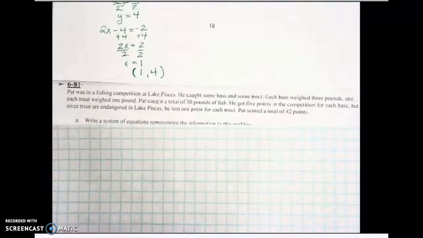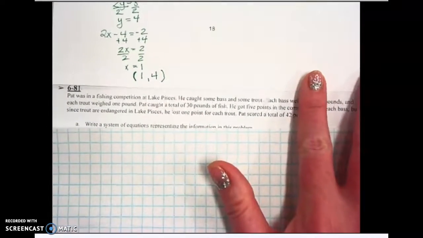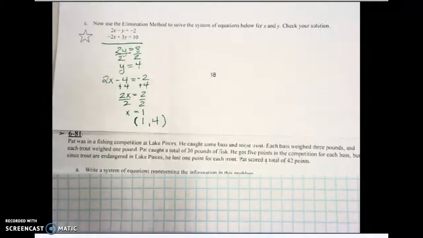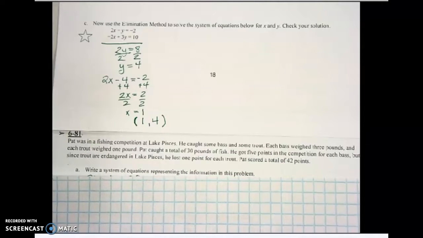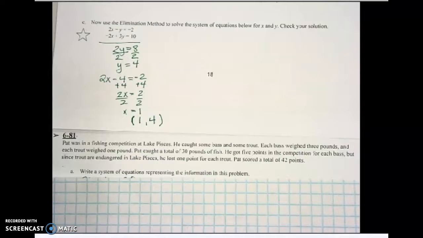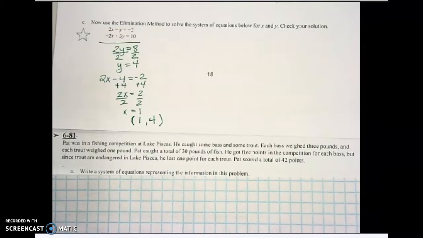All right, question 81. Let me show a little bit more. Pat was in a fishing competition at Lake Pisces. He caught some bass and some trout. So what variables do you think they want us to use? B and T, bass, trout, okay? Each bass weighs 3 pounds, and each trout weighs 1 pound.